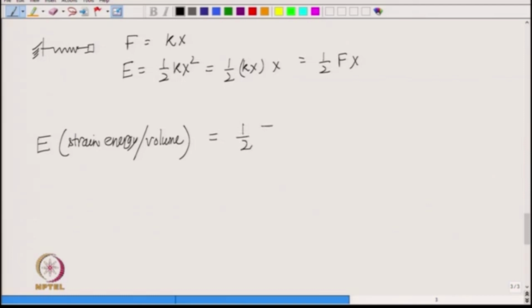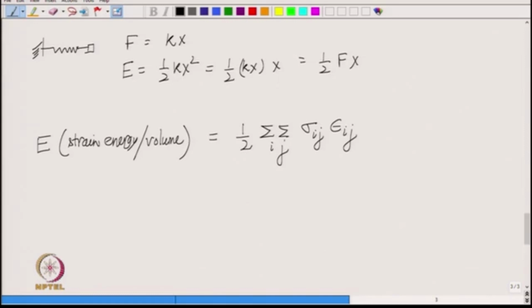So, this is written as half of summation over i j into sigma i j times epsilon i j. So, it is like half of f into x, but there we have a single spring, here we have how many springs are there? So, i and j go from 1 to 3, 1 to 3. So, there are 9 of them. Okay. So, half of sigma i j into epsilon i j. So, that is the energy stored.